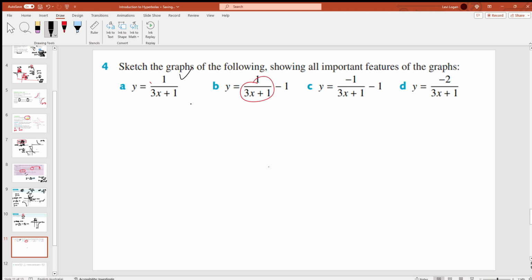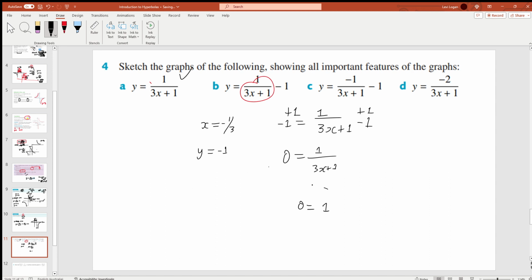So we still have an asymptote at x equals minus a third, but now we have a horizontal one at y equals -1. Because if I put in -1 for y and then try and solve for x, let's see what happens. I add 1 to both sides, so I get 0 equals 1 on 3x plus 1. Then I get the scenario where 0 equals 1, which is not true. So we have an asymptote at y equals -1.